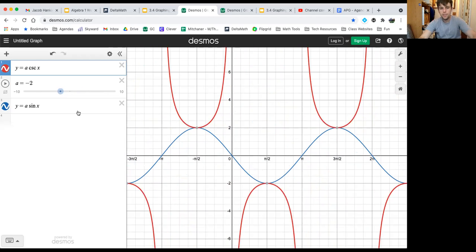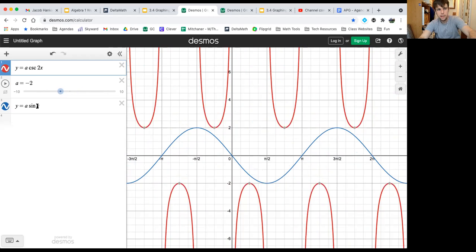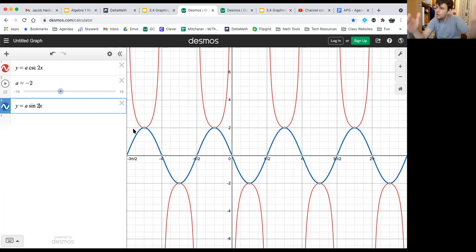And we can do the same thing with the period. If we adjust the period and we put a 2 in there, all it's doing is scrunching in our sine curve, scrunching in our cosecant curve. They move together. No matter what changes I make to them, as long as they're both the same, they'll line up perfectly. So we can always use this sine graph that corresponds with the cosecant graph to make it.